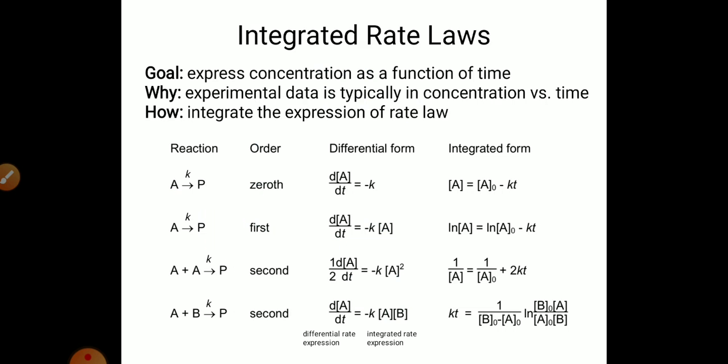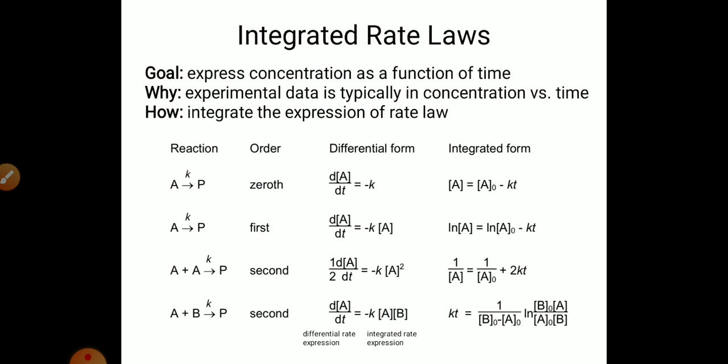The second reaction is A converts into P. It is a first order reaction, and it depends upon the concentration of the reactant A. The differential form is d[A]/dt equals minus k[A]. The integral form for this order of reaction is ln[A] equals ln[A]0 minus kt.